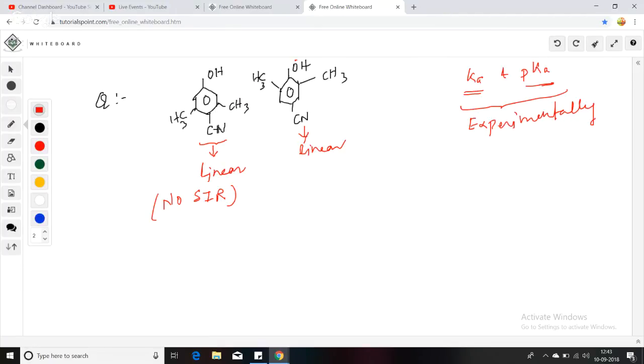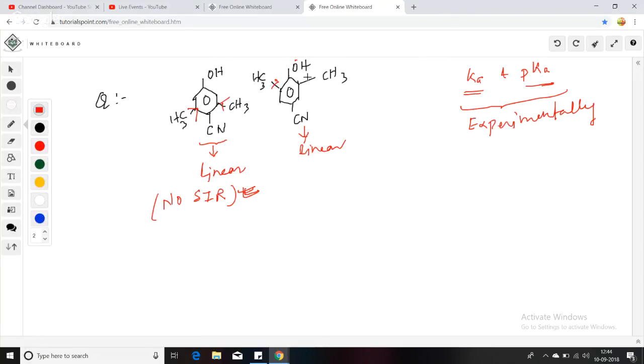Because of the nature of this, since these groups are linear, we don't consider resonance here, but we consider the I effect of CH3, because one compound will have resonance and here we don't have resonance. So for this kind of compound, when a linear group is present, we will not consider SIR or resonance, but we will consider the I effect of the group present here.